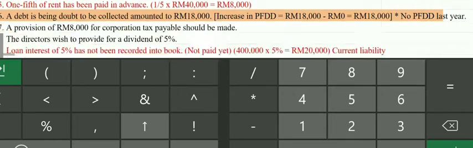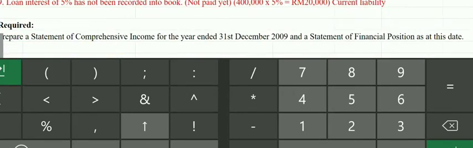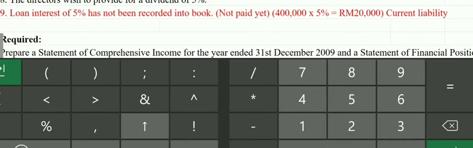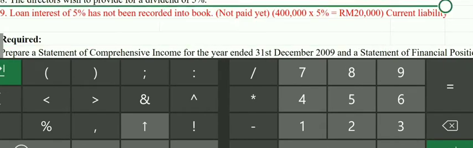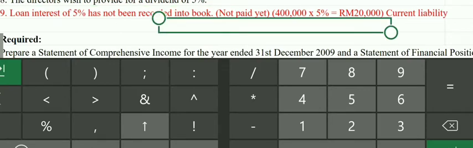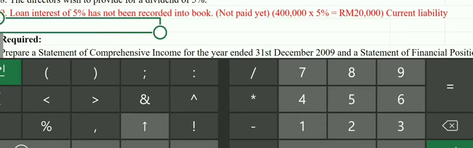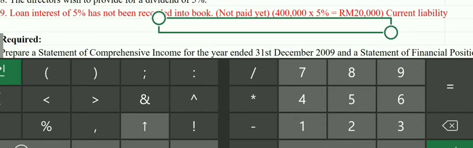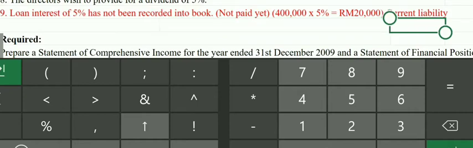Let's say we borrowed 400,000 ringgit from the bank. We have not paid 5% interest. You take 400,000 times 5%. Then you will get 20,000 ringgit. We must pay interest to the bank every year. But since we have not paid the 20,000 ringgit this year, we must pay next year. That's why it's a current liability.